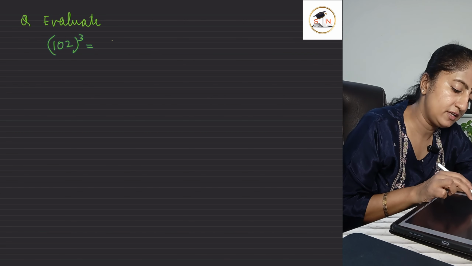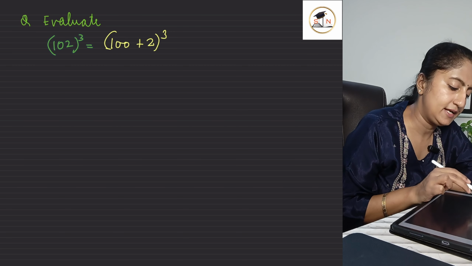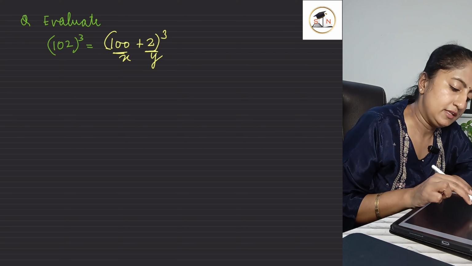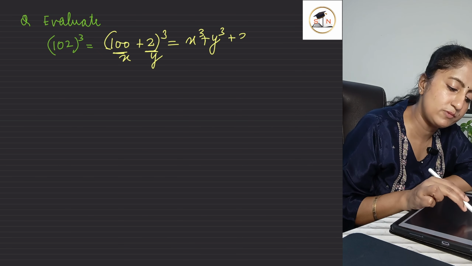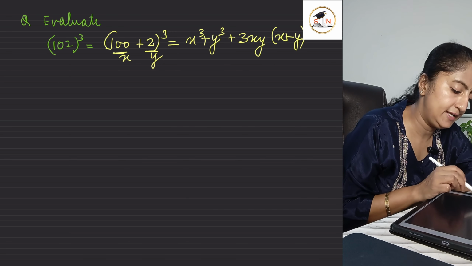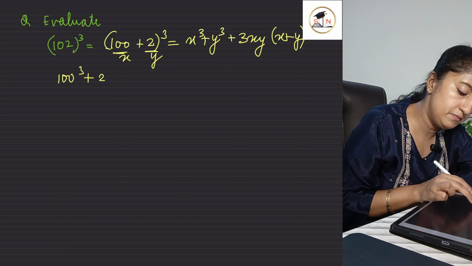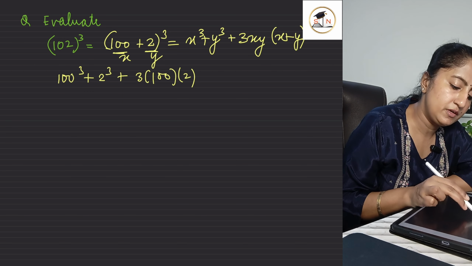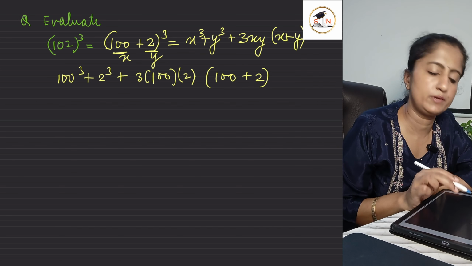So what can we write? We can write it as (100 plus 2) whole cube, right? That means this is your x and this is your y. The expansion says x cube plus y cube plus 3xy bracket x plus y, right? Now let's substitute the values. So we get 100 cube plus 2 cube plus 3 into 100 into 2 bracket 100 plus 2, right? This is what we get.